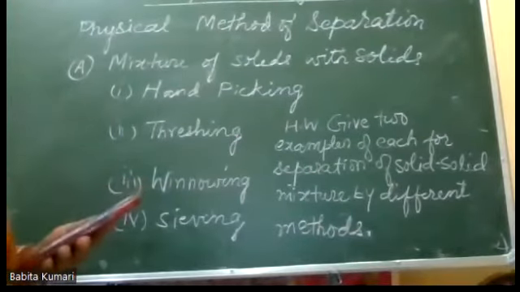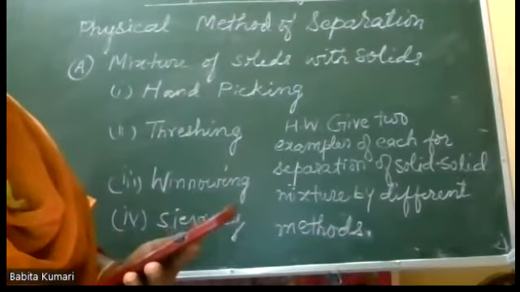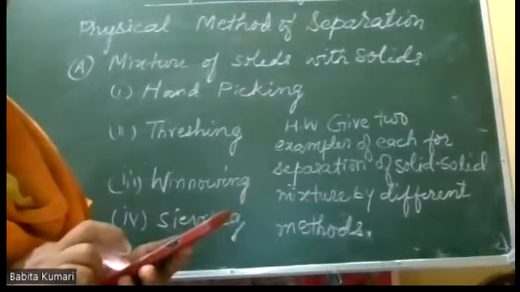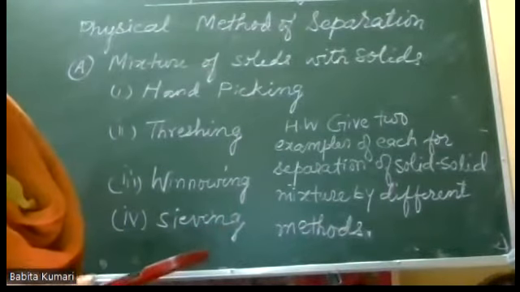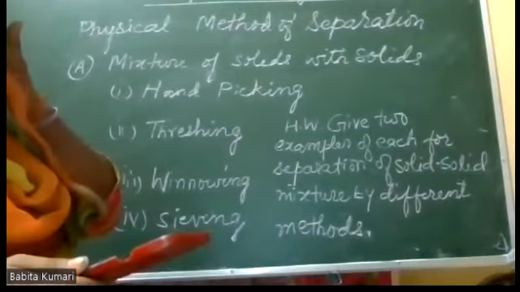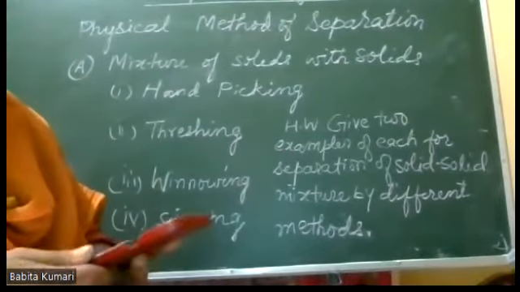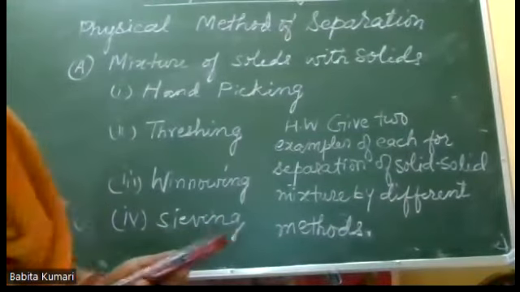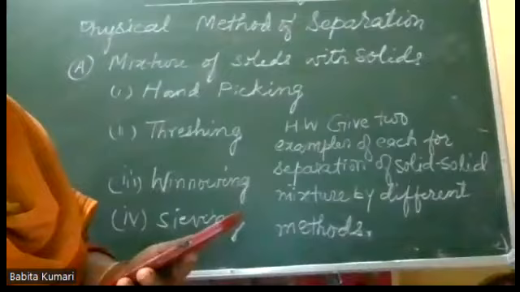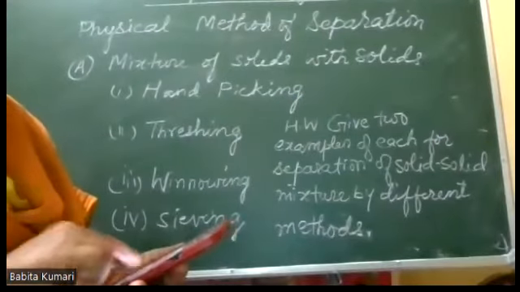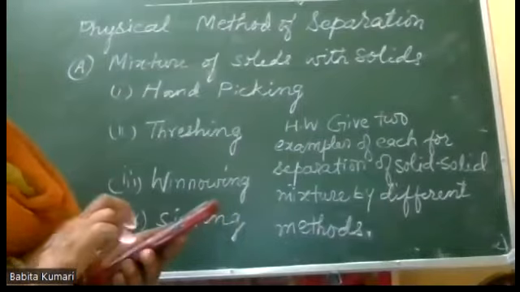First one, hand picking. Example is separation of pebbles from rice or dal, or separating grass from mint leaves, or any other example you can note down. But you should take care that the separation should be of a solid mixture. Once more, the example: separating pebbles from rice or dal, or grass from mint leaves. Now the next one, what comes?